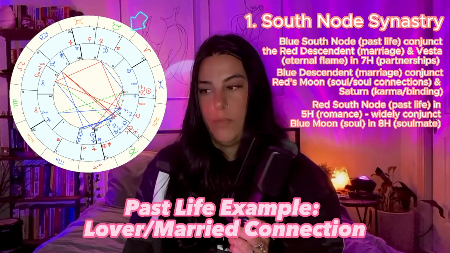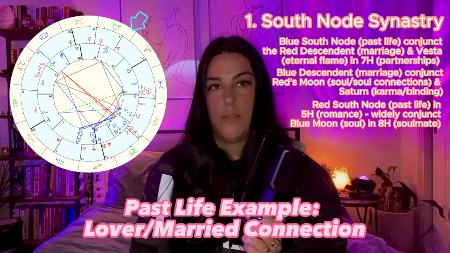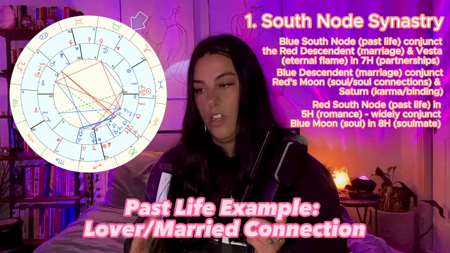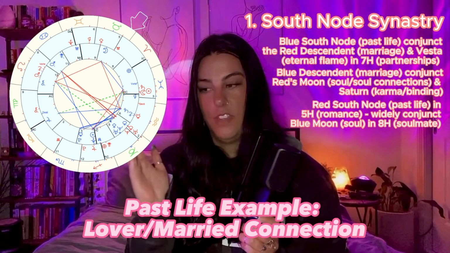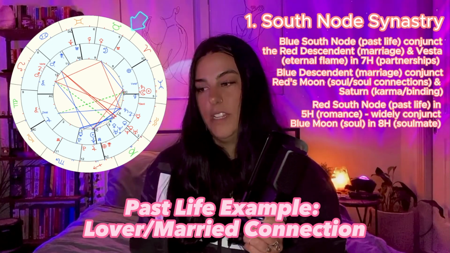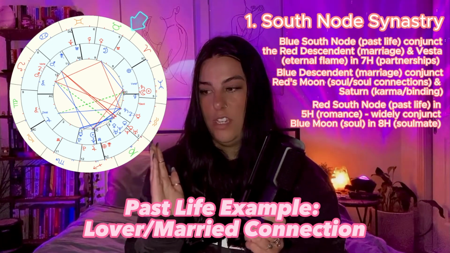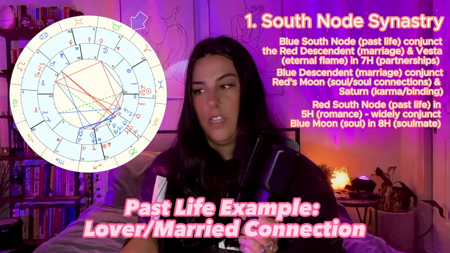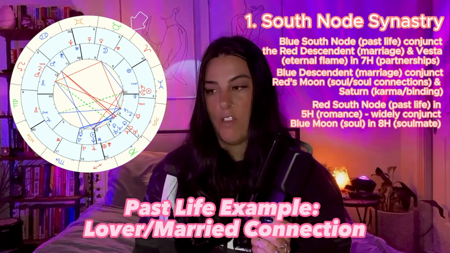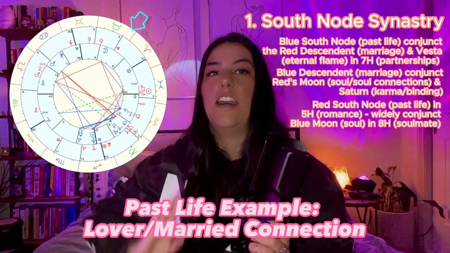It's definitely giving kind of Romeo and Juliet vibes, but you can also see the blue person's moon is also there. So you have the moon of the blue person falling in the red person's 5th house of romance, dating, and then the south node of the red person falling in the blue person's 8th house of soulmate. So it's definitely very romantic there as well.